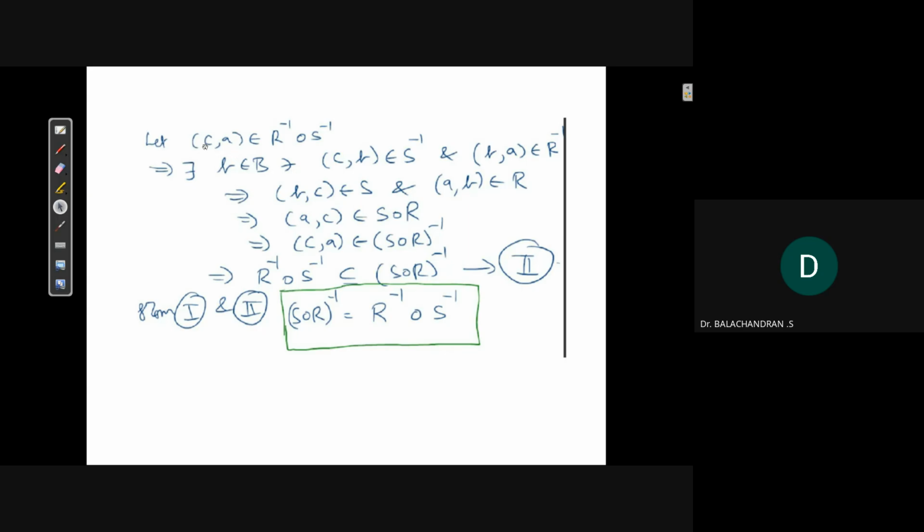So I took C comma A in where? R inverse composition S inverse. Finally, I proved C comma A belongs to S composition R whole inverse. So this implies this is a subset of this. So R inverse composition S inverse is a subset of S composition R whole inverse from 1 and 2. Both of them are equal. Okay. I think theorems are over. Now I'll go to the matrix.